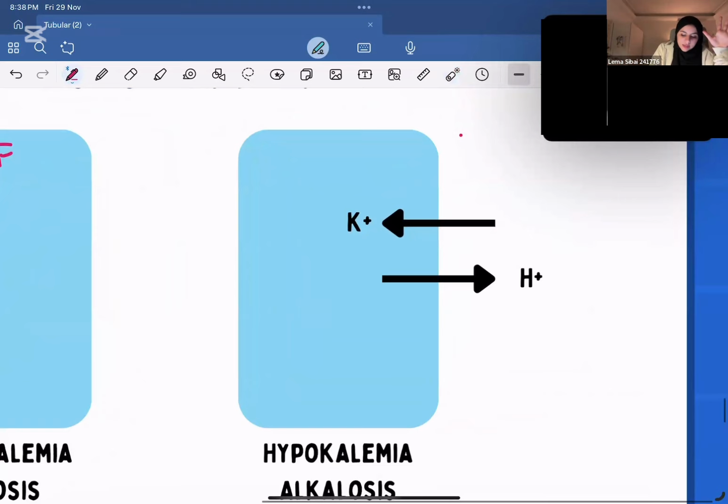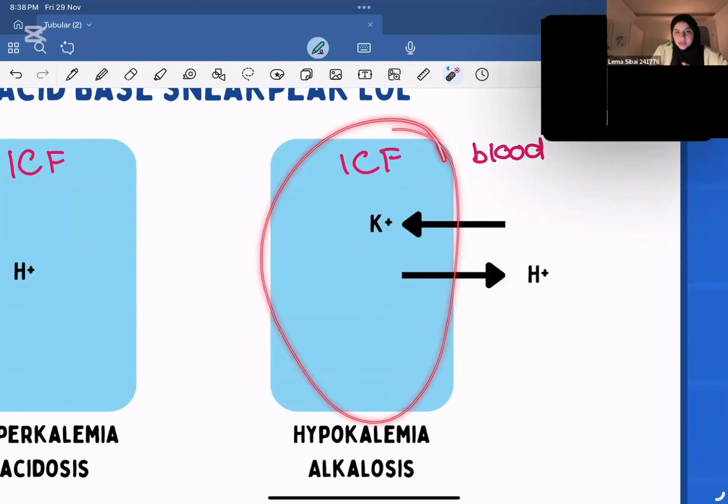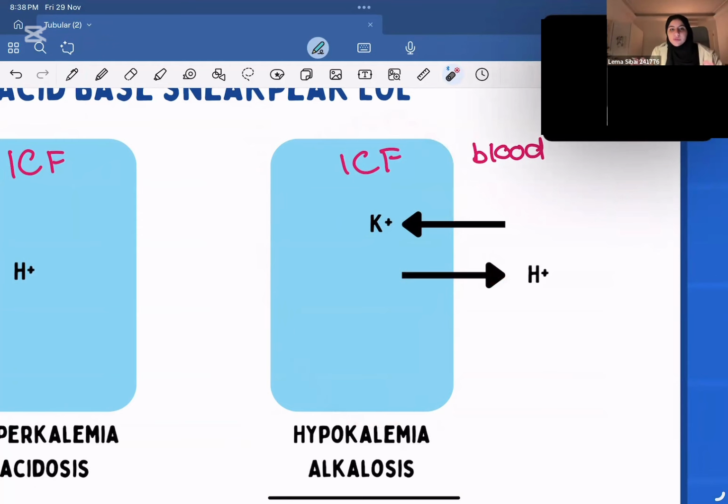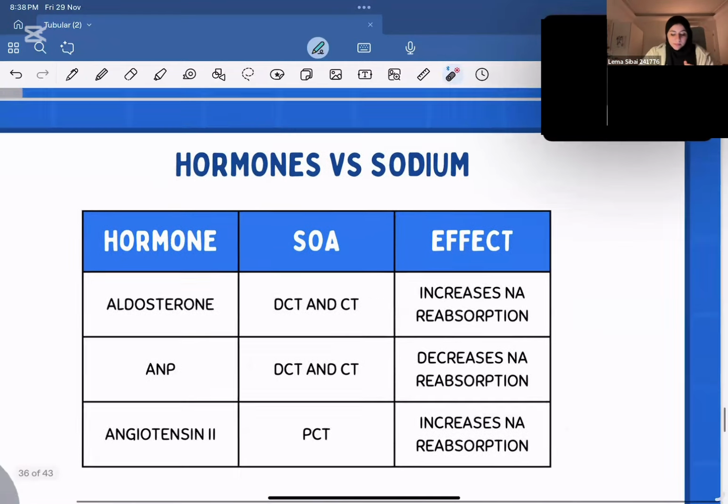And when we look on this side, blood and ICF, when you have low levels of potassium in your blood, which is called hypokalemia, then potassium is going to move into your cell, and so the hydrogen is going to move out. Therefore, you're going to have alkalosis in this cell. This is all this means. She just wanted to introduce the topic of acid-base concentration within cells. But that's it.